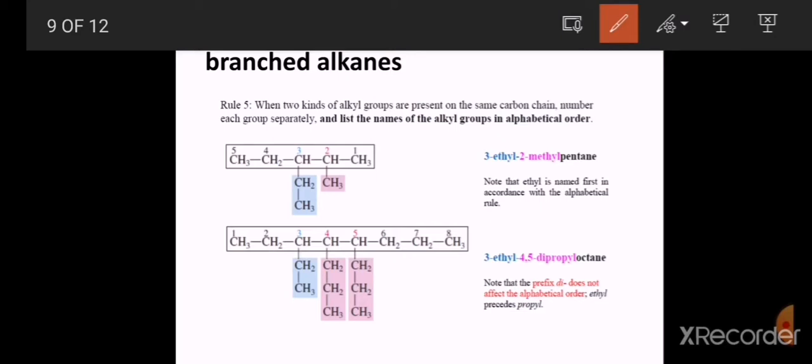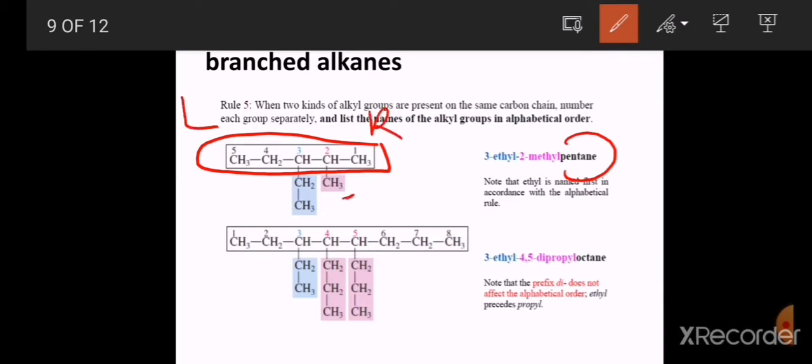Okay, so the parent chain is composed of 5 carbon atoms. That's why we have pentane here. And then it was numbered from right to left, so that the first encountered substituent will be numbered at 2. The name of this alkyl group is methyl. It was attached on the second carbon atom. And the identity of the second substituent is ethyl, which is located on the third carbon atom of the parent chain.